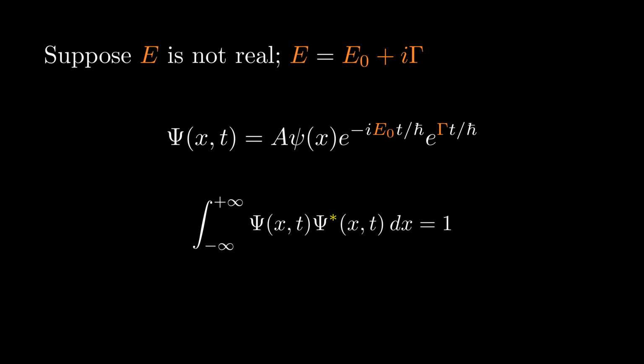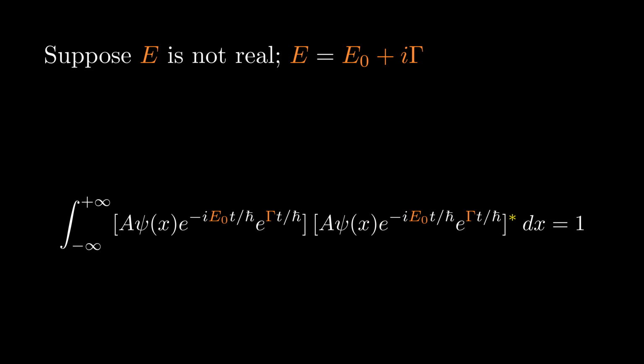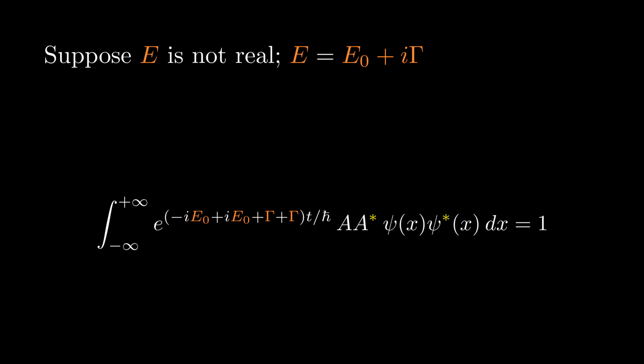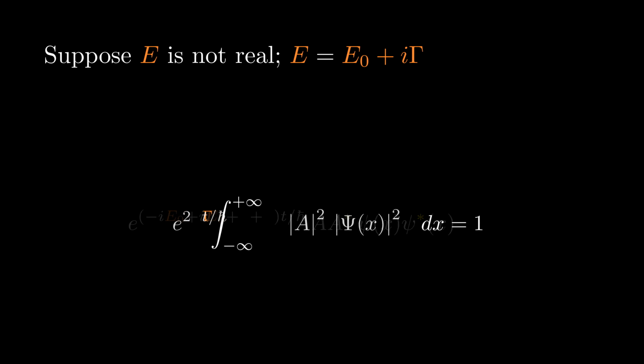Let's now plug this wave function into the normalization integral. Now, let's take the complex conjugate of the second part of the wave function. Note that the complex conjugate of the exponential part flips the sign of the imaginary component. After doing some calculus, notice that the factor involving E0 will cancel out, leaving us with just the term involving gamma. We can then pull this term outside of the integral.